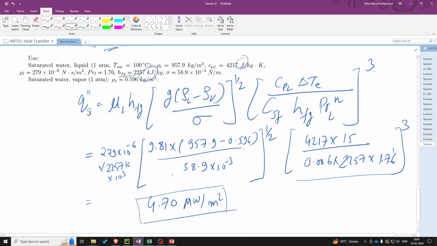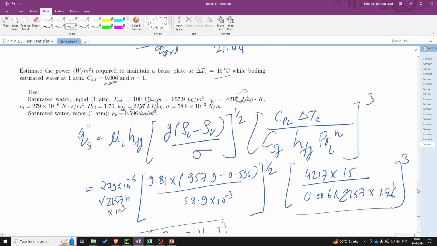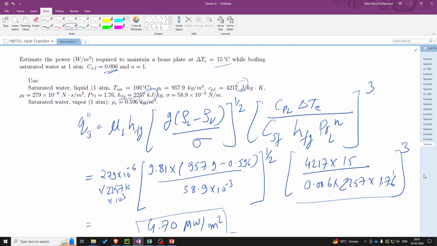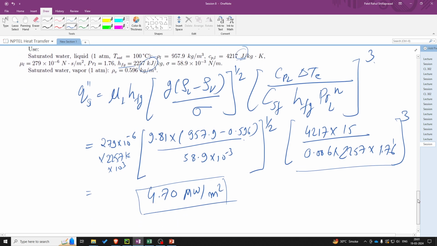So you just need to be very careful about replacing all those values in these large formulas whenever we are using them. In this question, in order to find the power, the heat transfer rate, you first had to find in which regime of boiling we were present, and then corresponding to those correlations, we can find the power. But again, you need to be careful about putting all those values.